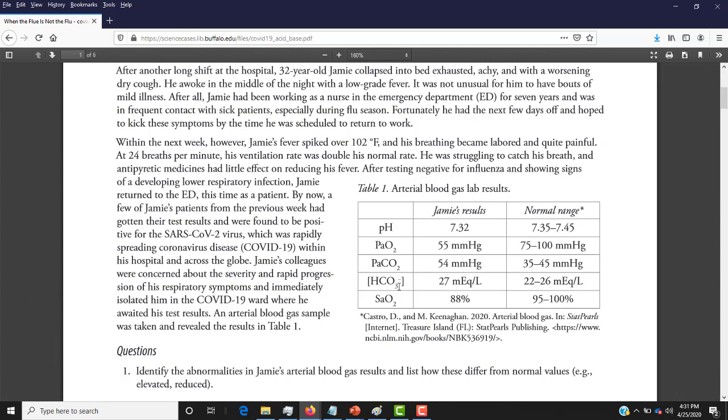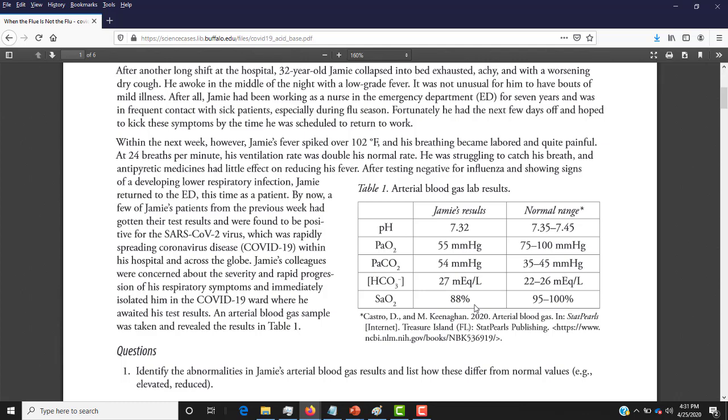The concentration of bicarbonate, that's what those brackets mean. It indicates the concentration of the compound within those brackets. Concentration of bicarbonate ion should be between 22 to 26 milliequivalents per liter. Jamie's was 27, slightly elevated. And then oxygen saturation should be between 95 to 100%. His was 88, which was slightly lower.